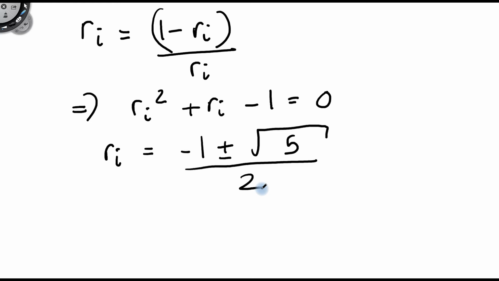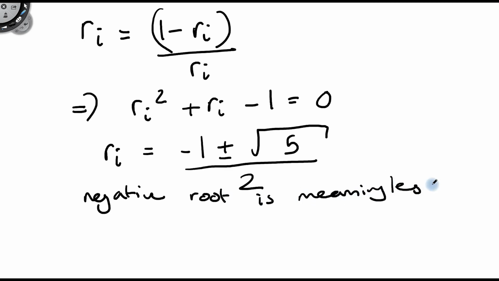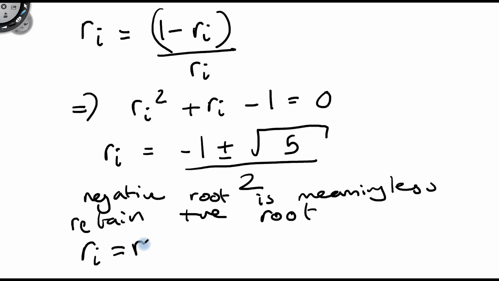But the negative root is meaningless in the context of this problem. It doesn't have any meaning because it means just a negative value, so we retain the positive root, and that's the Ri. Now we're going to call it R because we determined it, equals minus 1 plus root 5 on 2.